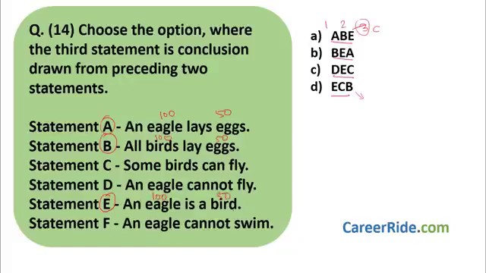So eagle and bird, right? Here it is eagle, here it is bird. What is common? Eggs and eggs. Is there any 100? No. So A is not possible.